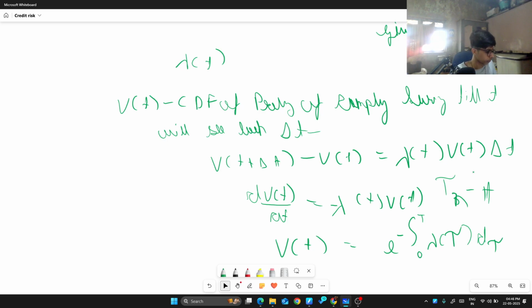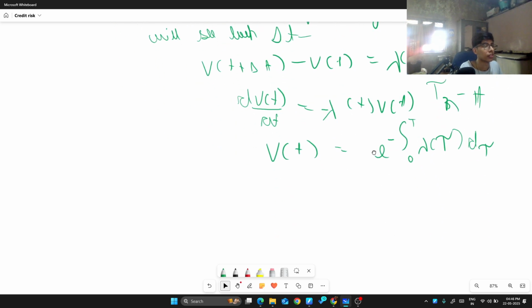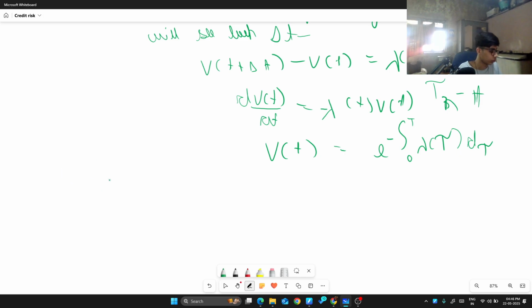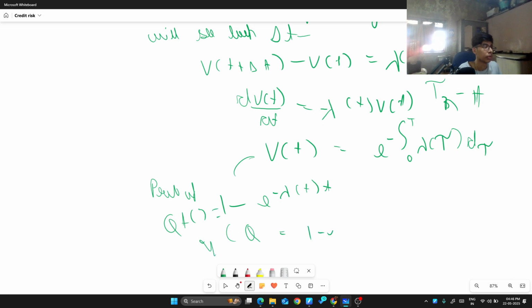From that we can find the probability of default, which is easy. The probability of default is one minus the survival probability, so Q(t) equals 1 minus e to the power minus the integral from 0 to t of lambda(tau) d tau. This lambda is also called the default intensity.